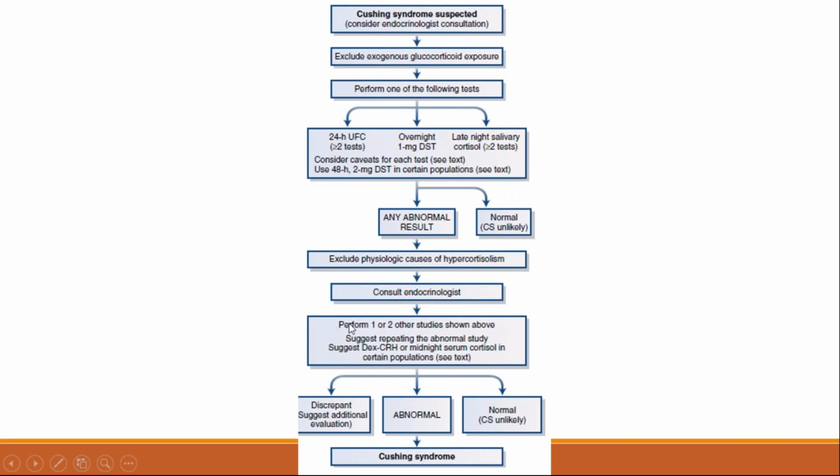And if there is any abnormal result, exclude physiological causes of hypercortisolism, then we have to perform one or two other studies. First we perform these screening tests, then we perform the high dose dexamethasone suppression test, that is the 48 hour one. At every 6 hours, 0.5 mg of dexamethasone is given to the patient, so as to be sure. Once that test is also abnormal, then we are sure that the patient has Cushing syndrome.